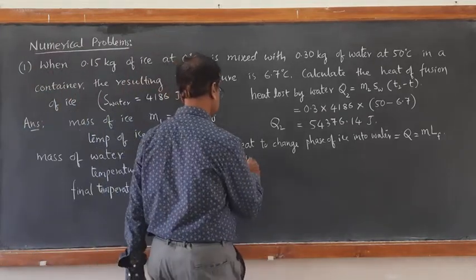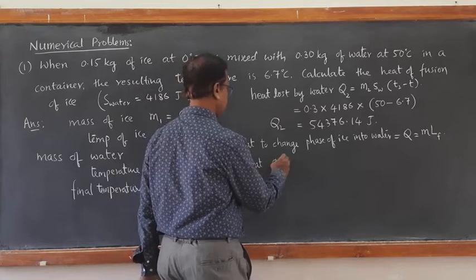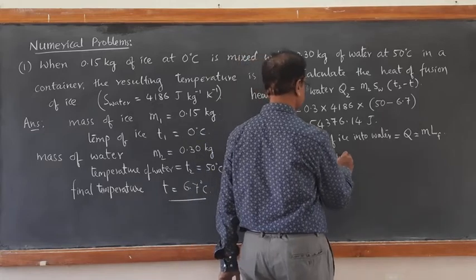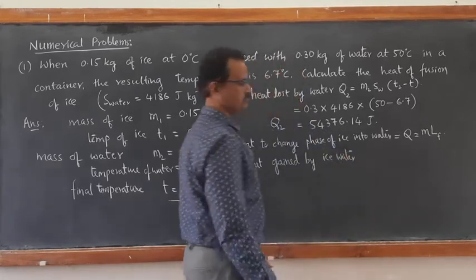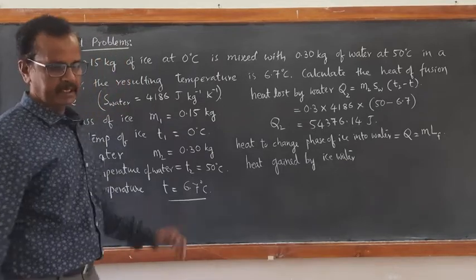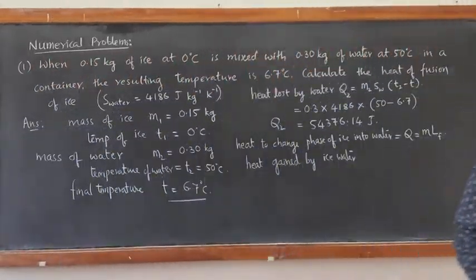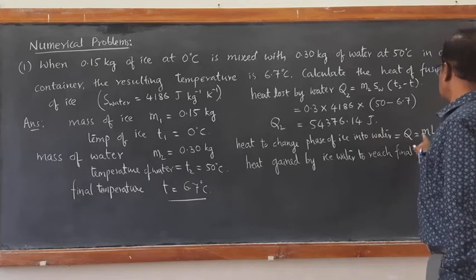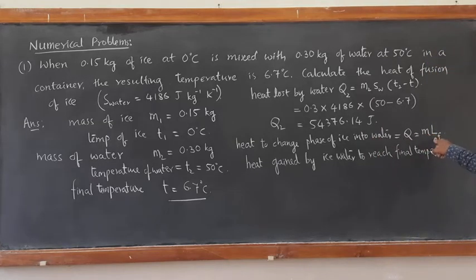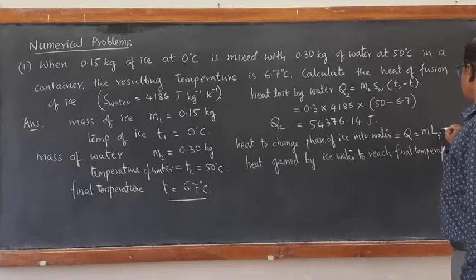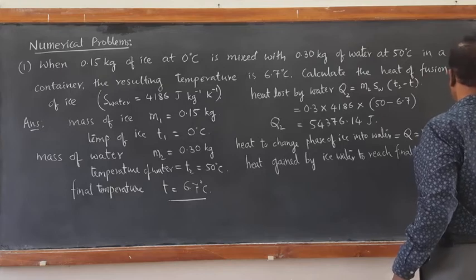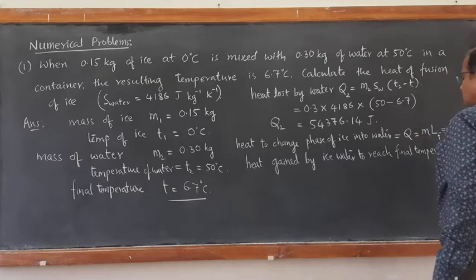Now, heat gained by ice water, we can calculate now. Heat to change phase of ice into water is equal to mass of ice into latent heat of fusion. Mass of ice is given here, 0.15 kg. So it becomes 0.15 into LF. So we are asked to calculate what LF is here.